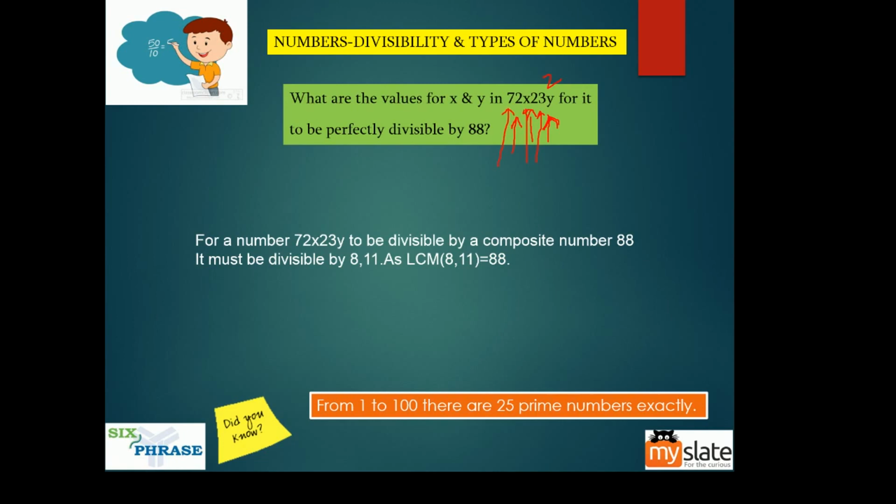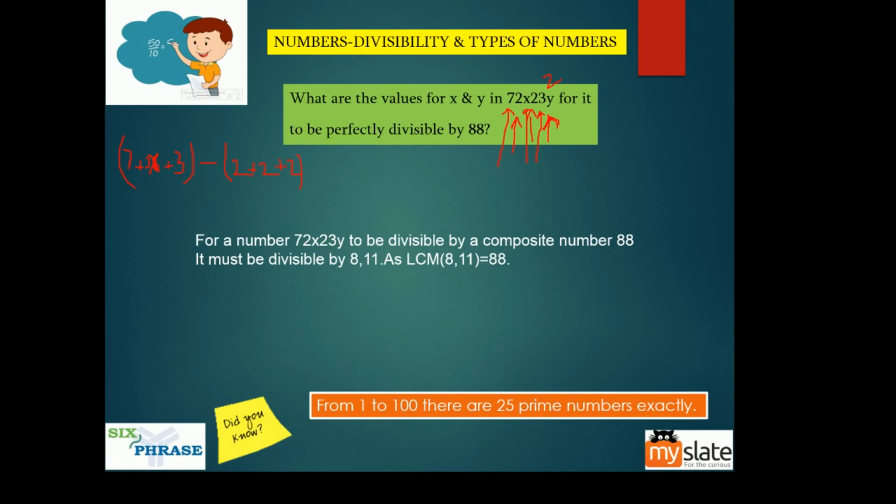So what I'm going to do is take the even digits first. 7x3. Add them all up. Similarly, take the odd digits, 2 plus 2 plus 2. Add them all up.